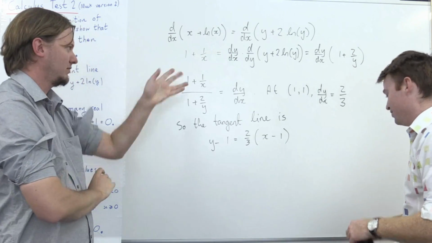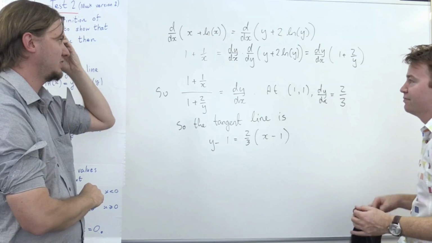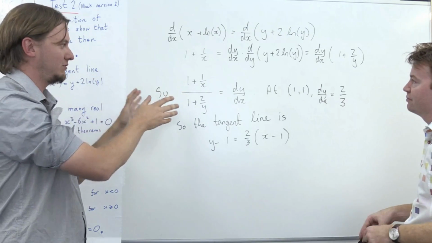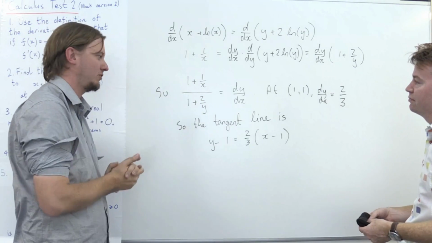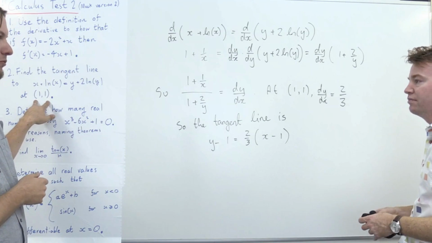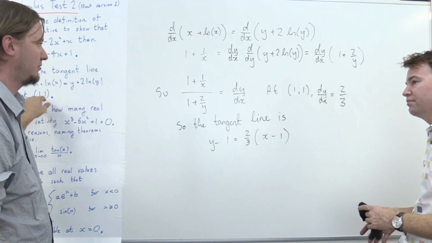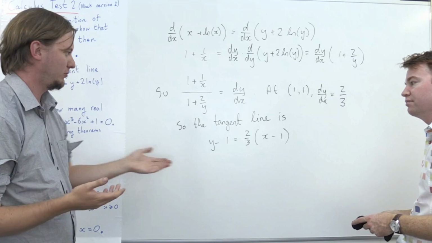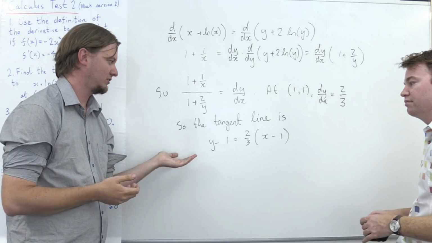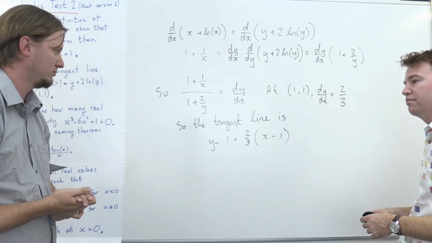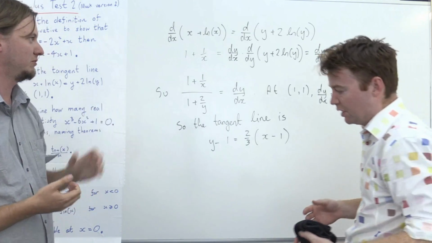So yes, this is, I believe, called implicit differentiation. It's really nice. Your answer does depend on y, but we were told the point was (1, 1), so we had an x and a y value to work with. And yep, you find your slope, and you hopefully know the equation for a tangent line. Yep, so that's all there is to it. Next question.